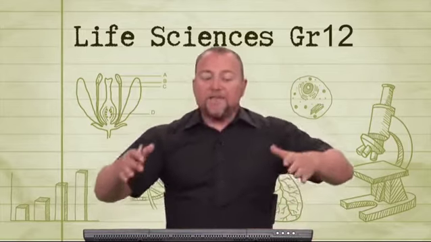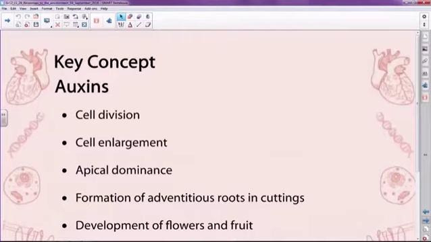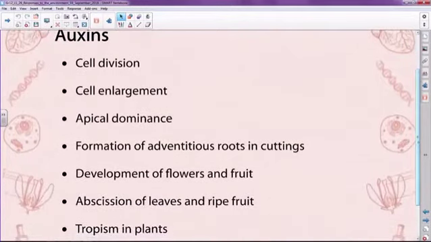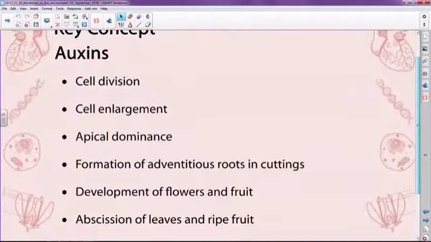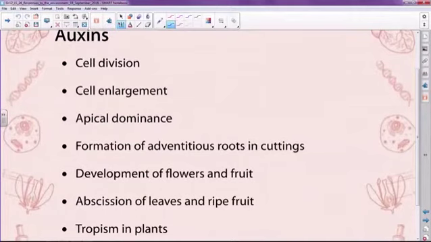Okay, so we're going to start off, if we have a look at the board here, and have a look at the key concepts. Okay, and the key concepts, this is what happens in plants. The first thing that we look at, the response that you have in plants, remember plants only have to do with hormones. Okay, so we're going to look at specific hormones.